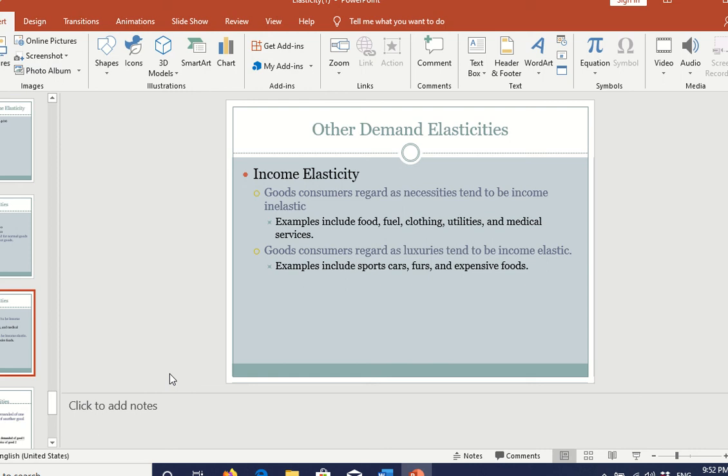The first few things that we will cut off if we lose our jobs tend to be luxuries, such as fancy cars, sports cars, furs, and expensive food. So we don't go to fancy restaurants as much anymore if our income goes down, and so on and so forth. We tend to react the fastest with luxury goods when our income changes.